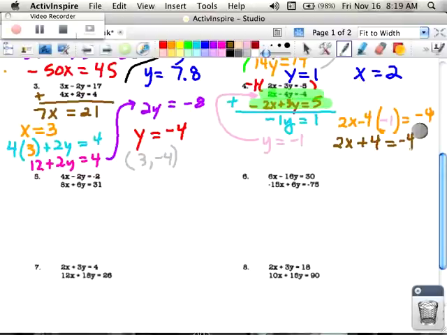Oh no, I have a positive 4 on the left. I get rid of that positive 4 by subtracting 4 from both sides. So now I have 2x equals negative 8. Because negative 4 plus 4 is 0, but negative 4 plus negative 4 is negative 8. And when I solve that, I get my final answer: I divide by 2 and get x equals negative 4.